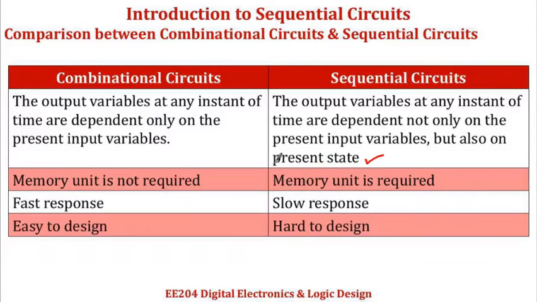Now the next point of comparison is regarding the memory unit itself. For a combinational circuit, a memory unit is not required, whereas in the case of a sequential circuit, a memory unit is required. Now, from the point of view of time of response of the circuit, a combinational circuit has a fast response as compared to the sequential circuit, and a combinational circuit is easy to design as compared to a sequential circuit.